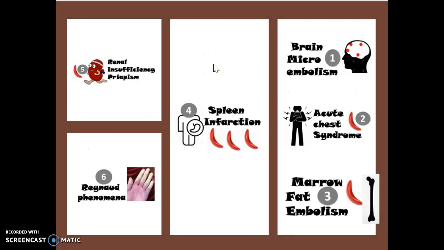Okay, so just a little recap of the 6 organs that are affected. The first is the brain, which is usually microembolisms. Then the acute chest syndrome, which is for the lungs. When it comes to the bones, it is marrow and fat embolism. When it comes to the spleen, infarctions, a good one to remember. When it comes to the renal system, it's going to be renal insufficiency and priapism. Lastly, the skin will be Raynaud phenomenon.